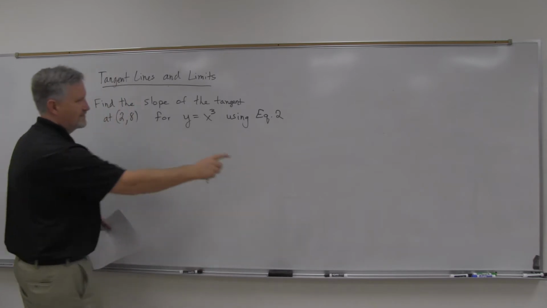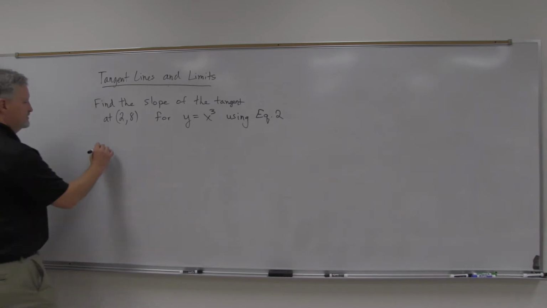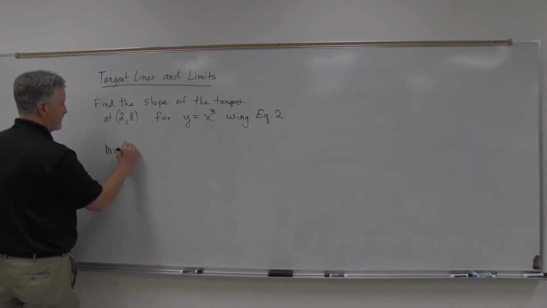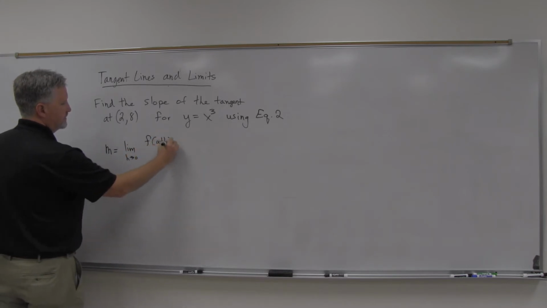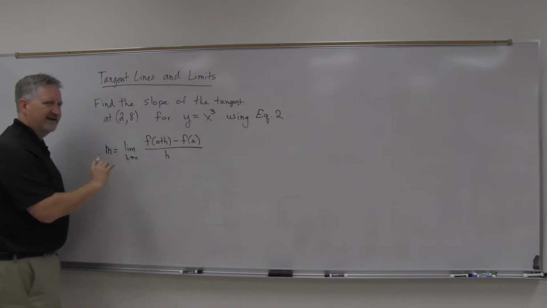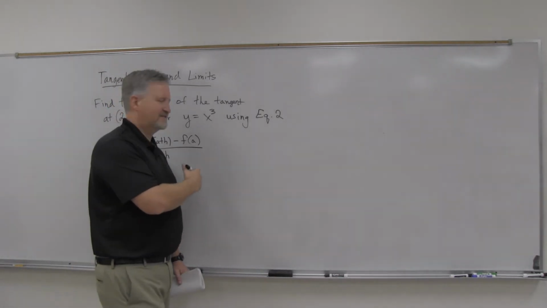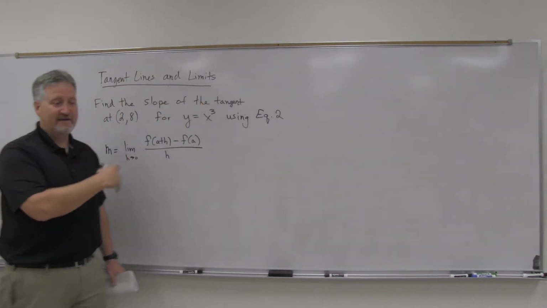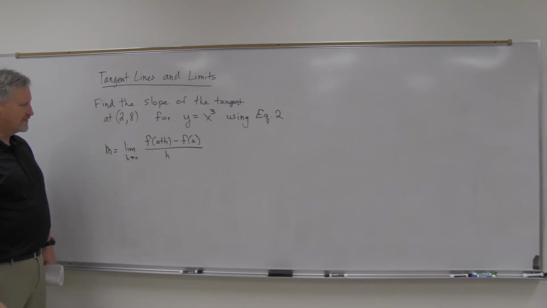Do that. I'll just erase it, but we remember it here. I remember it anyway. All right, so the slope of the tangent using equation 2: we do the limit as h approaches 0 of f of a plus h minus f of a over h. For the test, I do give, first test anyway, I give definition 1 and equation 2.